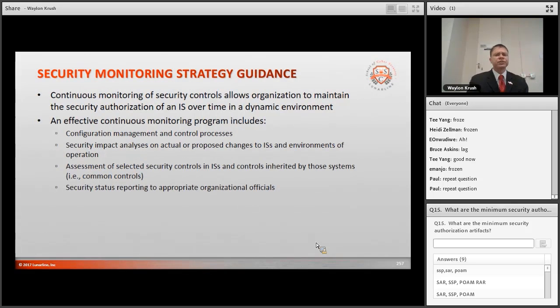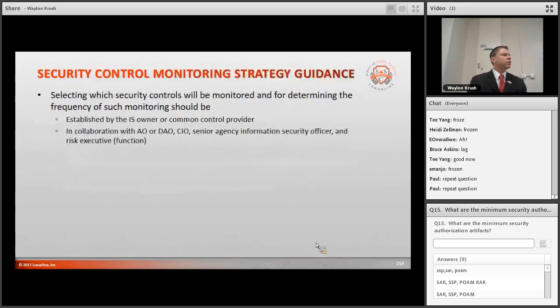So continuous monitoring of security controls allows organizations to maintain authorization of the IS over time in a dynamic environment. Like I told you, we're no longer just doing a one-shot, one-kill, fire and forget. Every 3 years, we prep because we're about to get tested, and then we take off 2.5 years because we don't have to deal with that again. We're doing it on an ongoing basis, to select the security controls that we monitor and determine the frequency of monitoring.